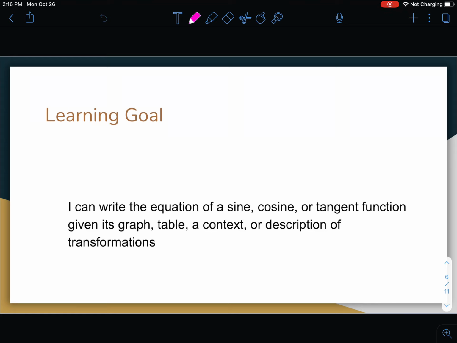Our learning goal today is that you can write the equation of a sine, cosine, or tangent function given the graph, table, context, or description of transformations. So in this video, we're going to actually work on sine and cosine equations given a graph, and this will be the basis for you to explore during our class time together.